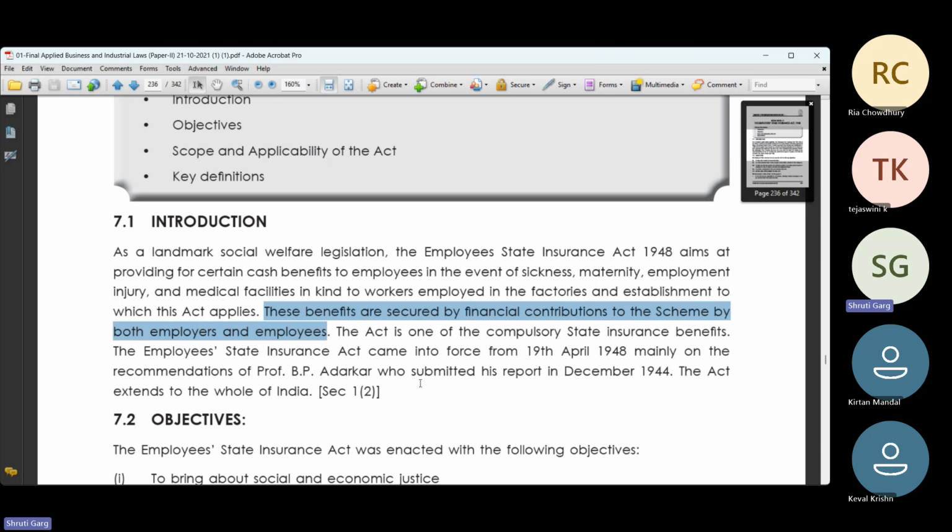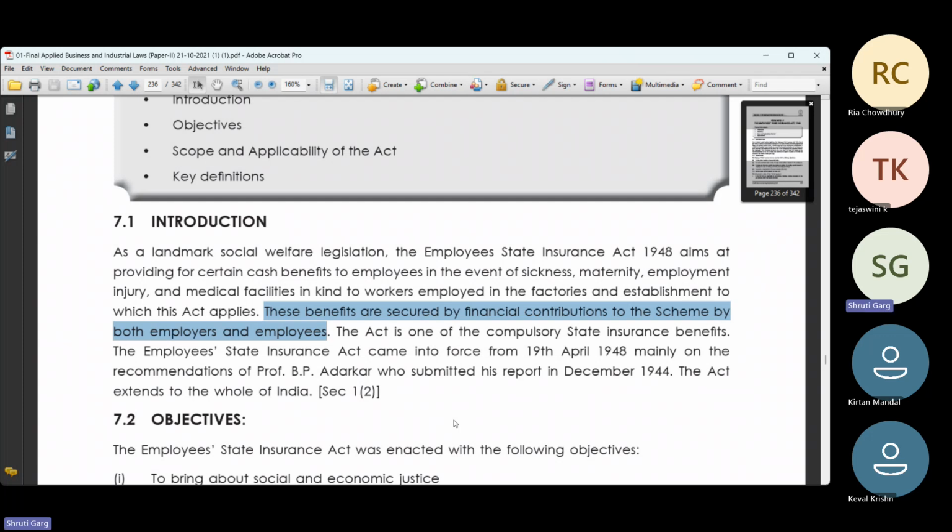I am highlighting this line. These are the benefits: medical facilities, sickness coverage, maternity coverage, right? They are secured by some financial contribution. And these financial contributions are made by both the employer and the employee.